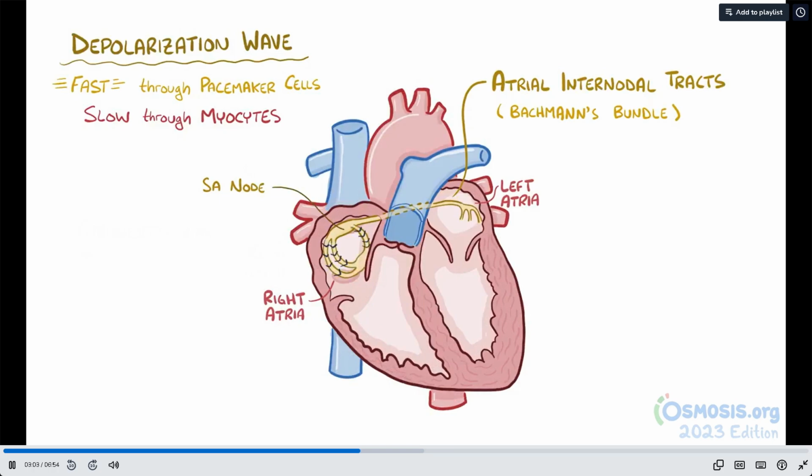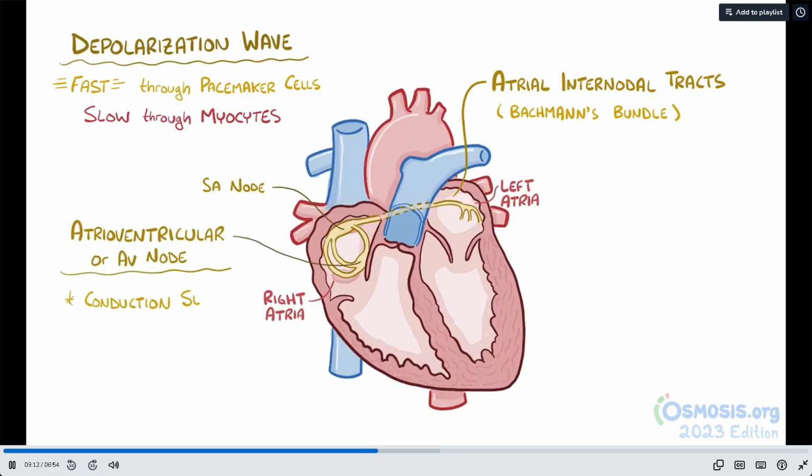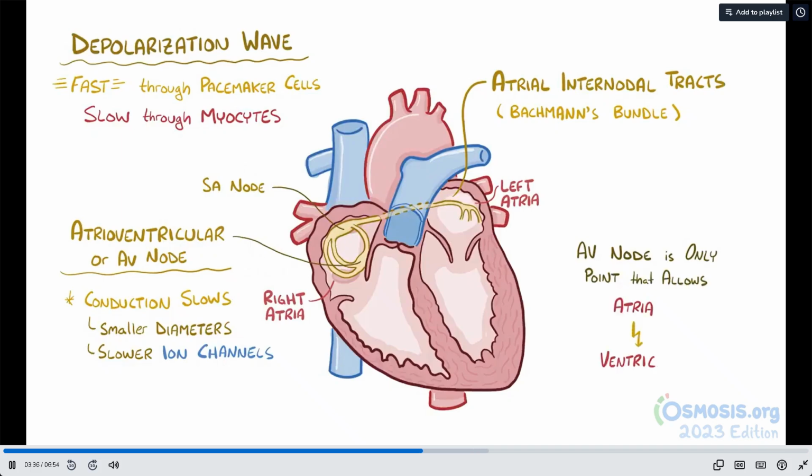While this is happening, the depolarization wave also travels from the SA node through the pacemaker cells to the atrioventricular or AV node. Conduction velocity slows way down at the AV node, and this happens for two reasons. First, the AV nodal cells have very small diameters, which increases resistance to electrical flow. And second, the AV nodal cells use the relatively slower opening calcium ion channels rather than the faster opening sodium ion channels. The AV node is the only point where an electrical signal can go from the atria to the ventricles. And since the depolarization wave causes muscle contraction, this slight conduction delay is crucial in allowing the ventricles to have plenty of time to fill with blood before they contract.